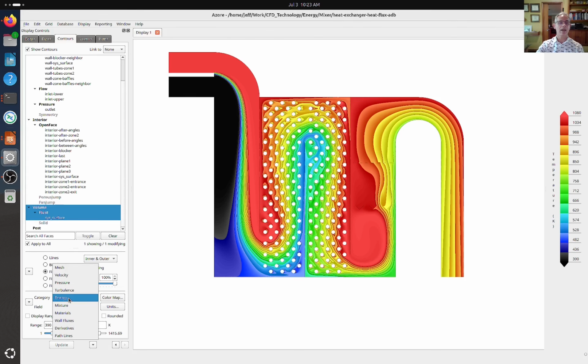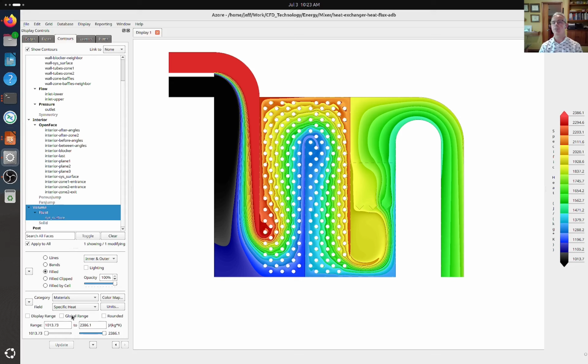Another thing that we could look at, for instance, are material properties. Here is our specific heat. And so this is the resulting specific heat in each area. If we look over here, this is the specific heat in terms of those lines that we were looking at. These are the values of the air specific heat.